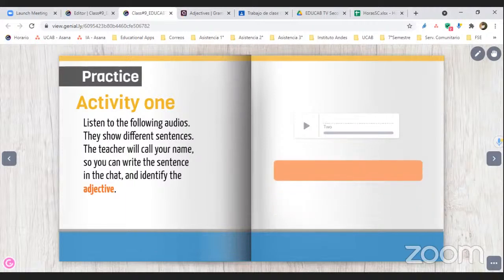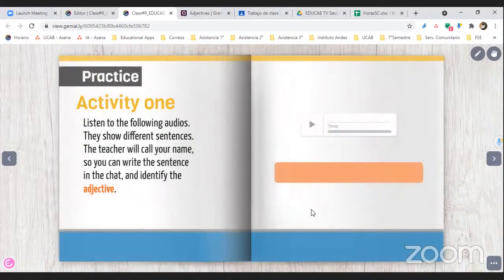Okay, let's do the next one. Maybe Esteban can help us because he wants to participate, okay? So Esteban, let's listen to the audio and you can tell us the sentence in the chat, okay? You have to write the sentence just like you did right now and tell us the adjective too. Okay, so this is audio number 3.